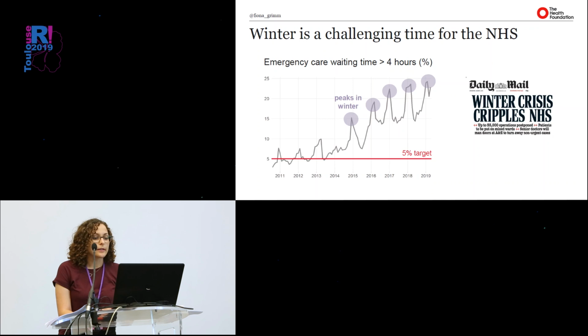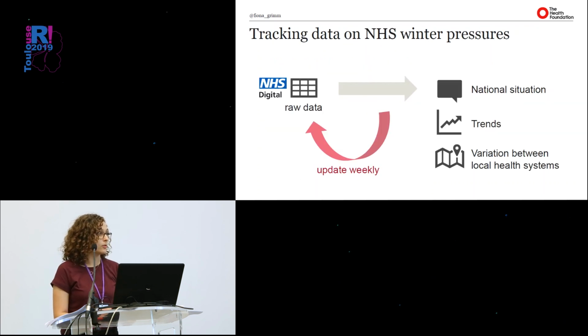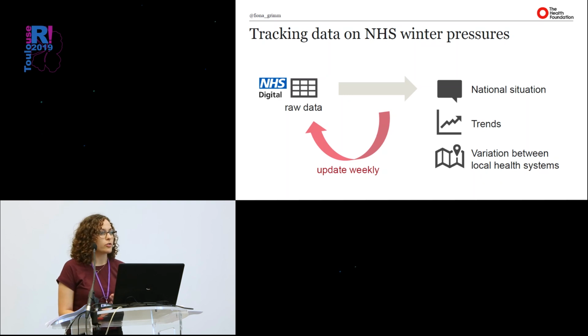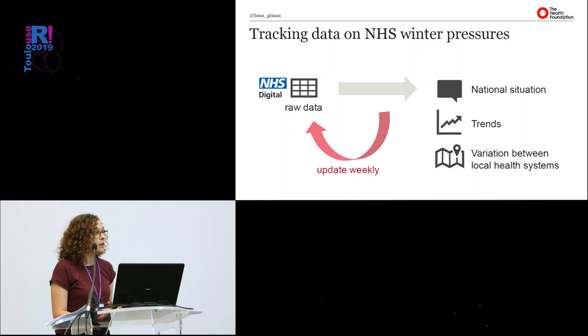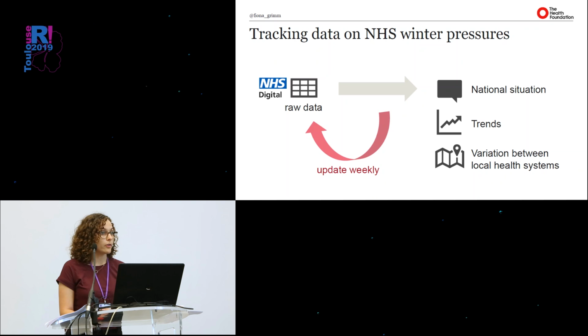During winter, the NHS releases public data on the situation in hospitals, and that comes from around 150 acute hospitals in the UK. One of the things we do at the Health Foundation is try to provide policymakers with better evidence of the quality of care in the UK. So we take this data every week and turn it into information on the current situation in the healthcare system. We look at trends over time, and we also look at variation between local healthcare systems to see whether there are any differences in how the system is coping.